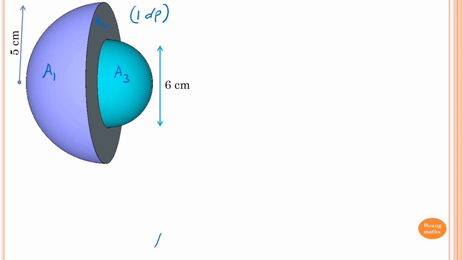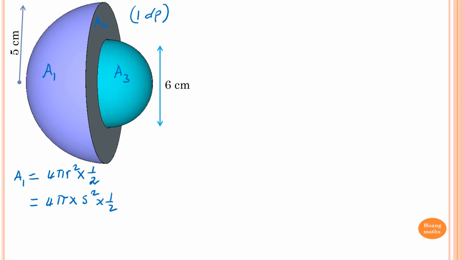So area 1 is half of a sphere. So A1 is equal to 4 pi r squared. That's the formula for the surface area of a sphere, but only half of it in this case, so times by half or divided by 2 if you like. So 4 pi times the radius, in this case 5, so 5 squared times by half.